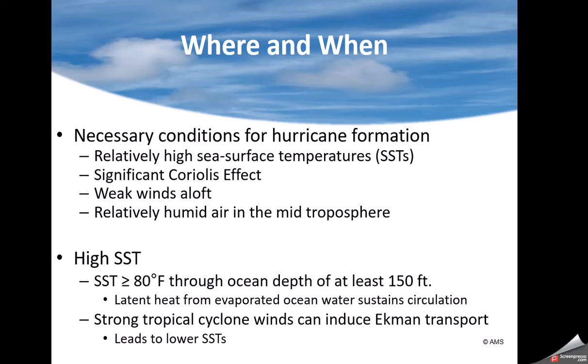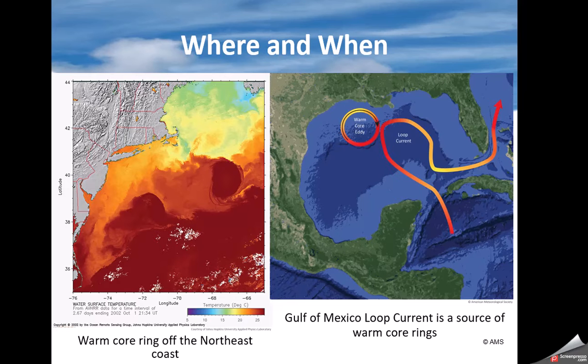You also need Coriolis effect. Well, we know Coriolis effect goes to zero at the equator. So what happens? A hurricane cannot form at the equator. It needs to be away from the equator. That's why places like Venezuela and Aruba just don't get them. Every once in a while, one is going to get close, but typically they stay north of that area.